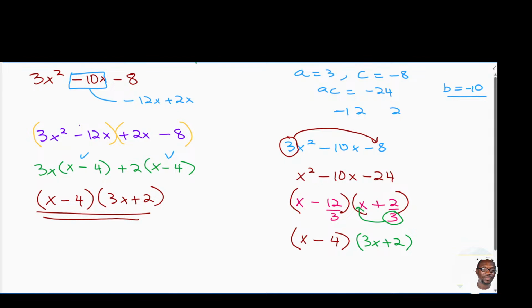In other words, what you're doing is multiplying this expression by the denominator. So you're multiplying x by 3 and 2/3 by 3. So this is what you're going to get, x minus 4 and 3x plus 2. So you can see that you get exactly the same results. Some love this method, some love this method. So use whichever method you find the easiest to use.